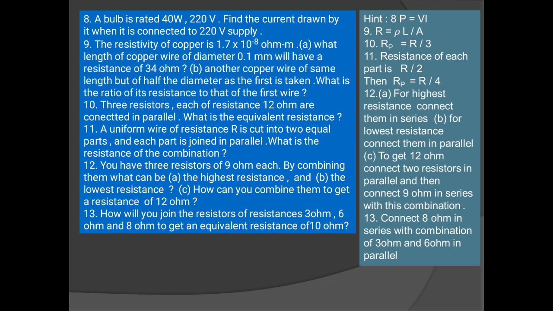Question 13. How will you join the resistors of resistances 3 ohm, 6 ohm and 8 ohm to get an equivalent resistance of 10 ohm? Here you can connect 8 ohm in series with the combination of 3 ohm and 6 ohm in parallel.